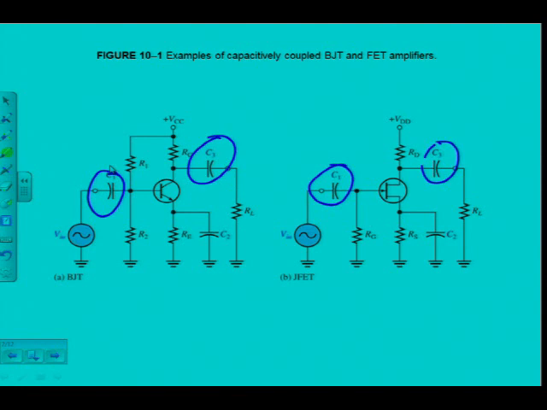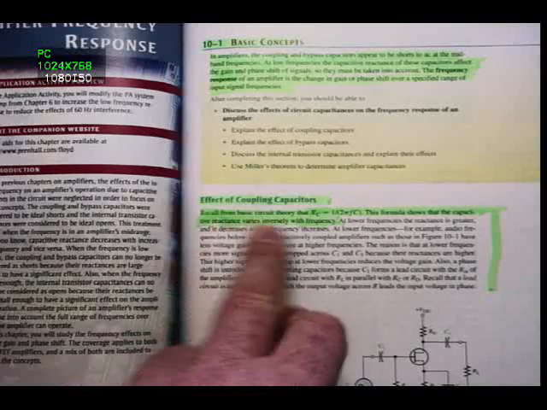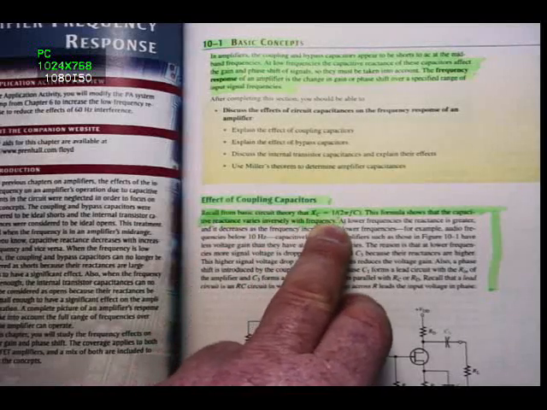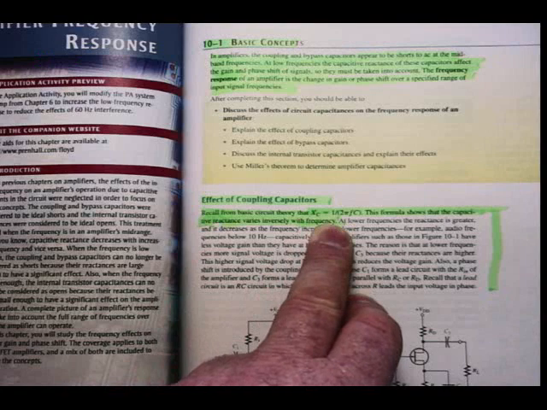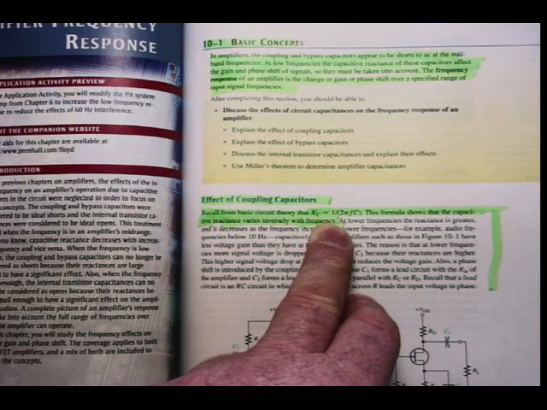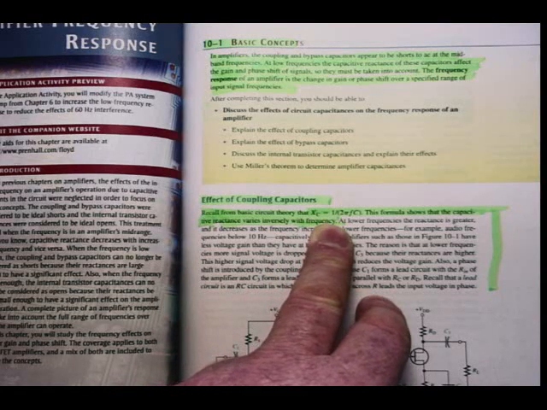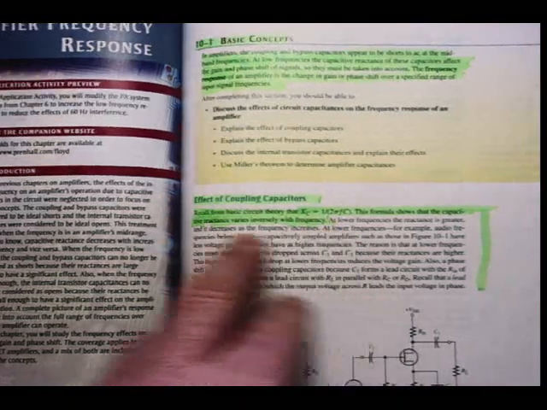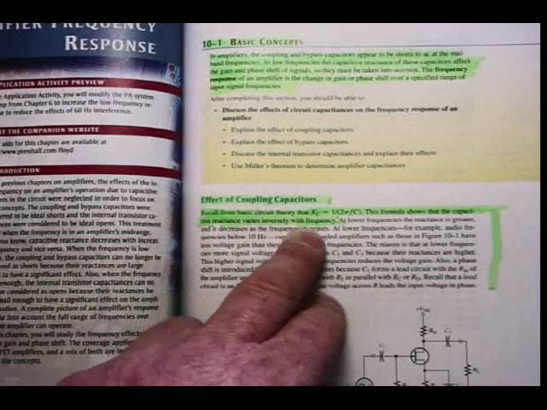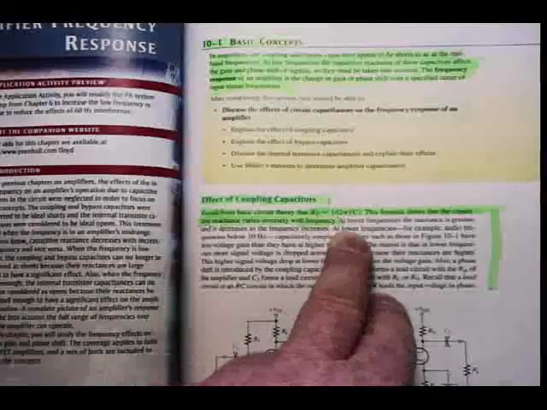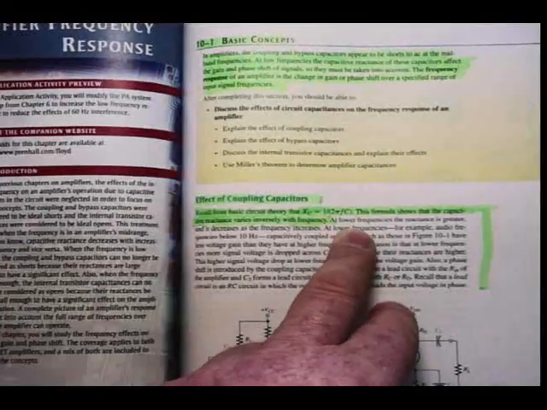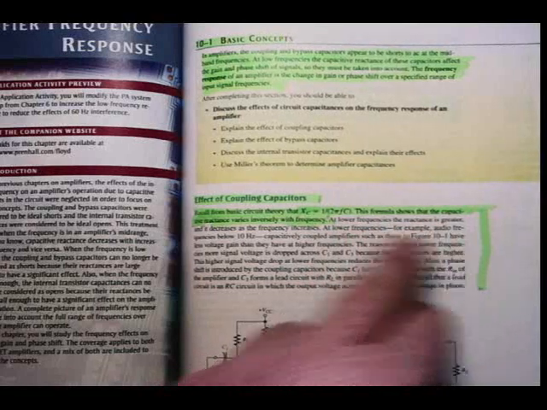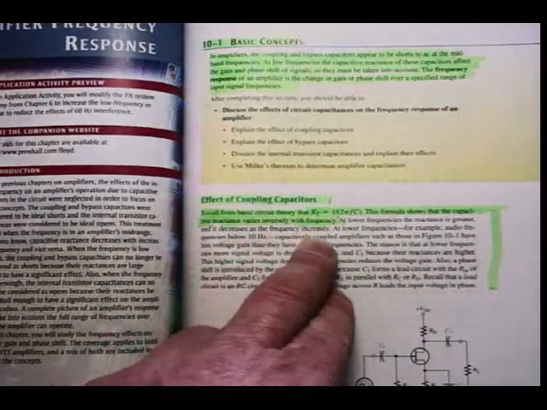Let's read through quickly or mark in your textbooks about the coupling capacitors. Recall from basic circuit theory that XC is equal to 1 over 2 pi FC. You're familiar with this formula, you've done it in electrical engineering as well, and we have discussed it in chapter 6. This formula shows that the capacitive reactance varies inversely with frequency. So at lower frequencies, the reactance is greater and it decreases as the frequency increases.